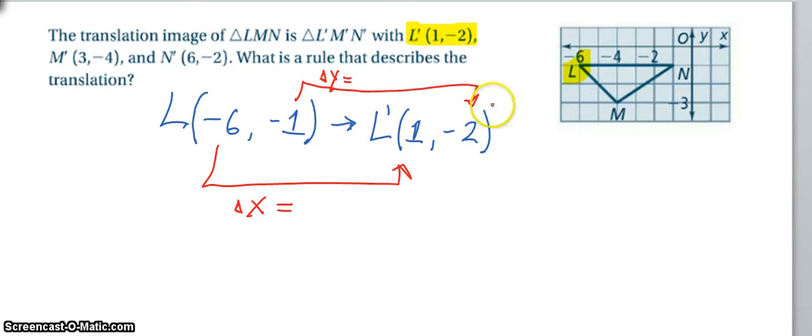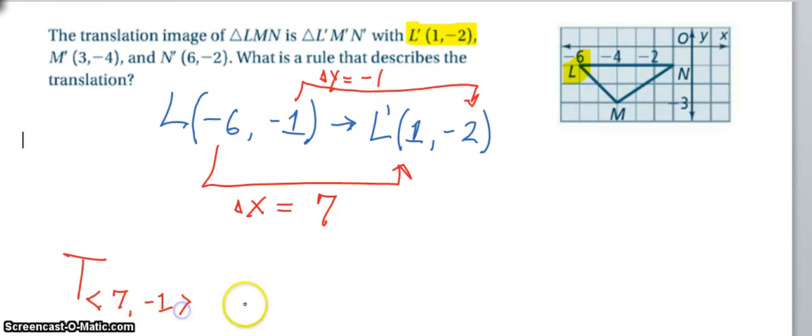So L is at -6, -1, so I write that out. And then I say it gets mapped to L prime, which is at, we're told, +1, -2. So having both of these points, I can look at what is my change in x and what is my change in y. My change in x to go from -6 to +1 is a 7. And to go from -1 to -2, that takes me down by 1. So now I can write that the translation rule here would be a +7 for the x and a -1 for the y, or we could say 7 right and 1 down.